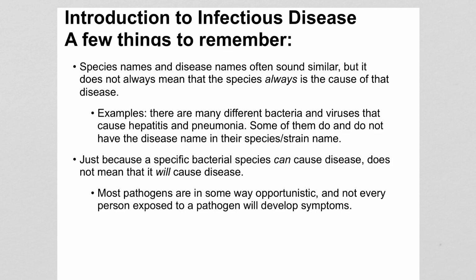There are lots of examples of this. For example, it's commonly said that someone has a tetanus infection. The name of the bacterium is actually Clostridium tetani. Clostridium is the genus, tetani is the species. Tetanus is the name that we give the symptoms. So close, but not identical.